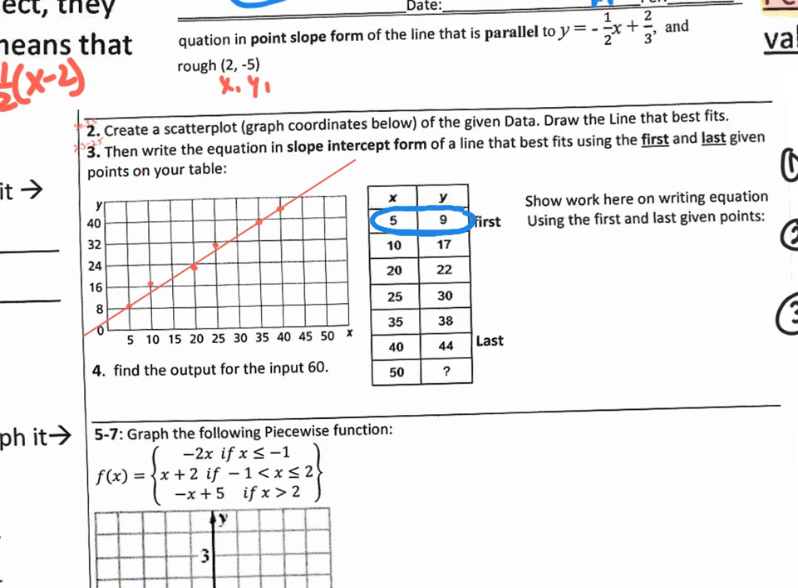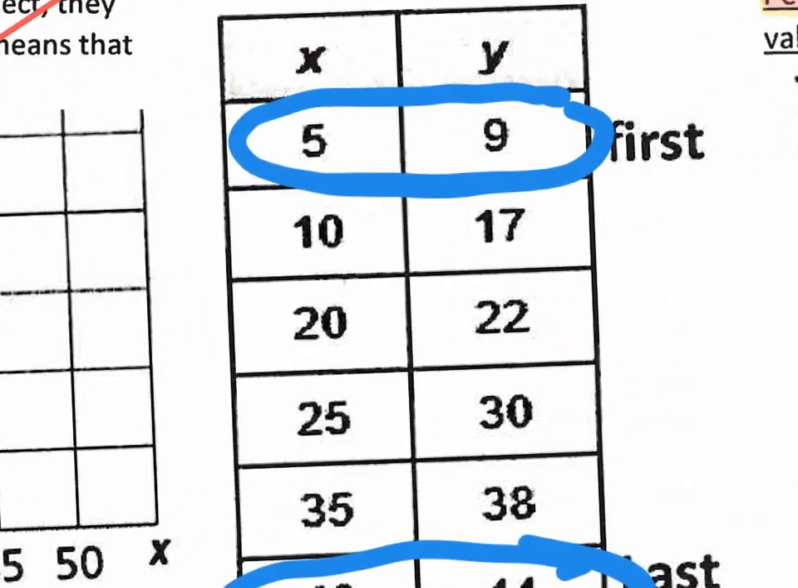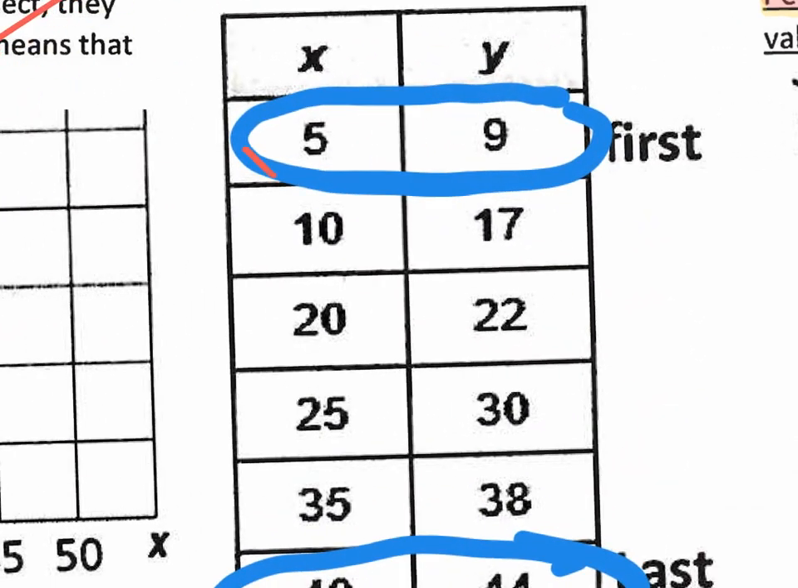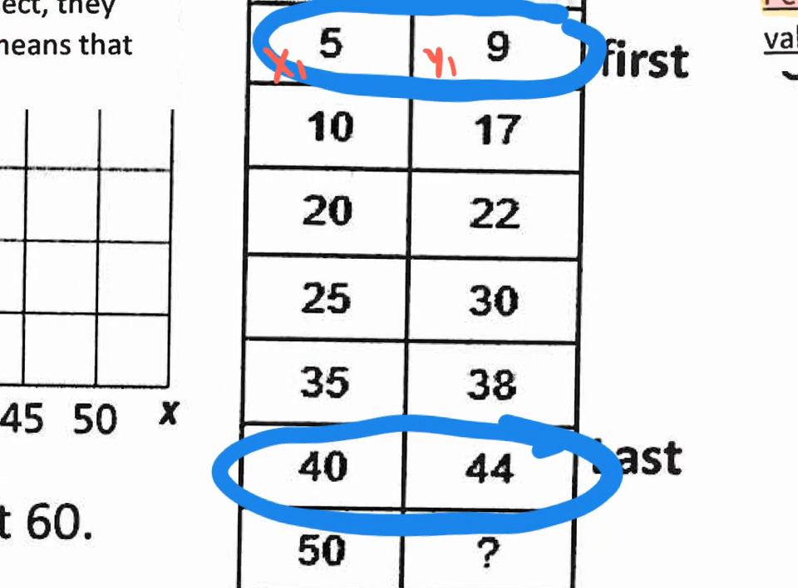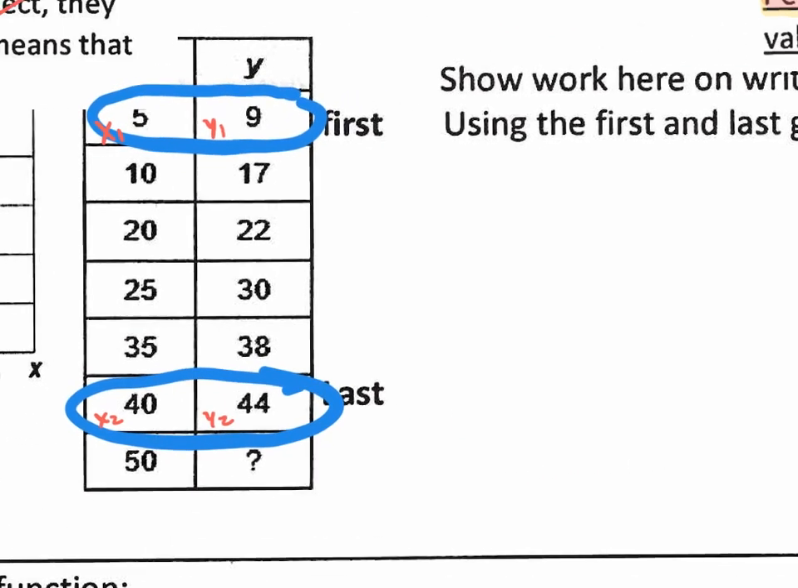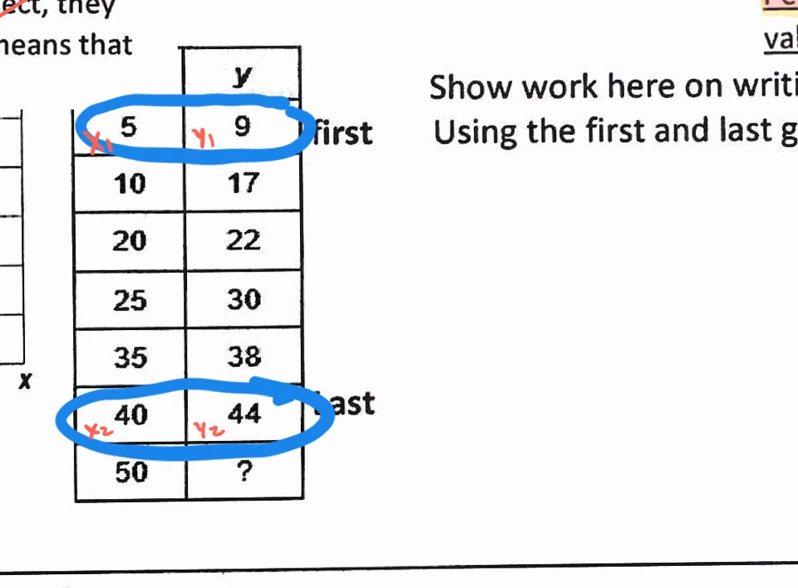They want you to use the first one and the last one given to you, right? And the first one, we're going to call x1, y1. And the last one, we're going to call x2, y2. So of course, when I give you 2 points, the easiest thing to do is to find slope. So everybody, let's jot down the slope formula. M equals y2 minus y1 over x2 minus x1. And let's plug in that y2 value of 44. Plug in the y1 value of 9. Plug in the x2 value of 40. Plug in the x1 value of 5.